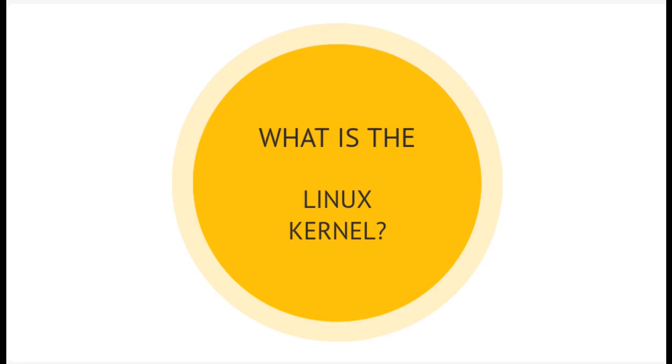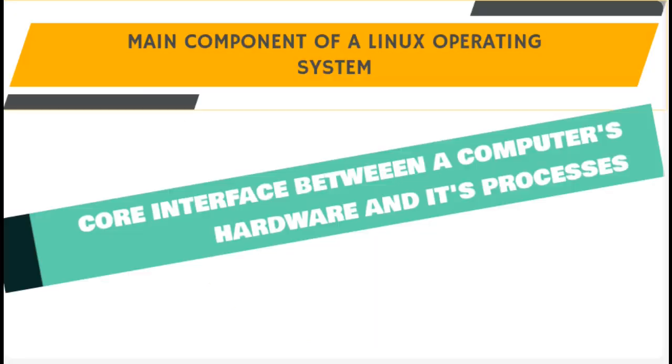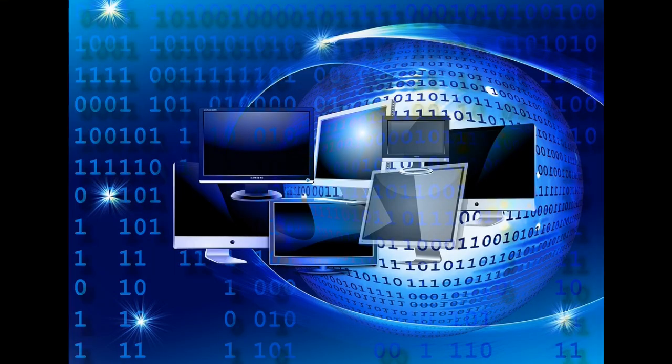The Linux kernel is the main component of a Linux operating system and is the core interface between a computer's hardware and its processes. It communicates between the two, managing resources as efficiently as possible. It is technically incorrect to refer to Linux as a complete operating system. Linux actually refers specifically to the kernel, which was named after its founder Linus Torvalds.